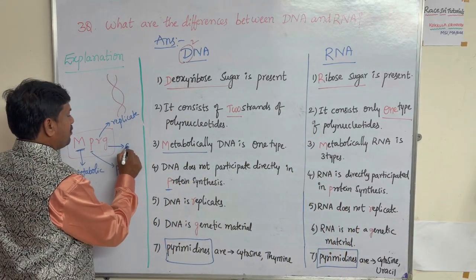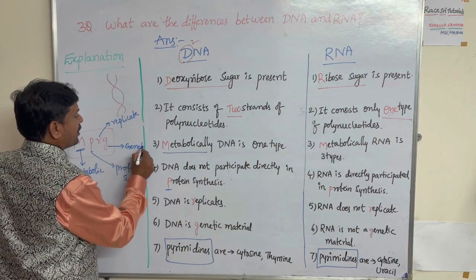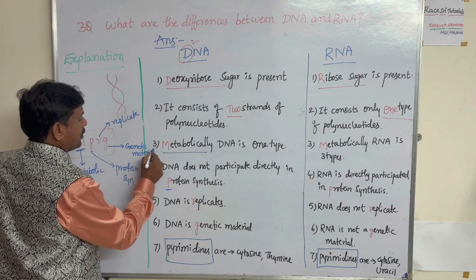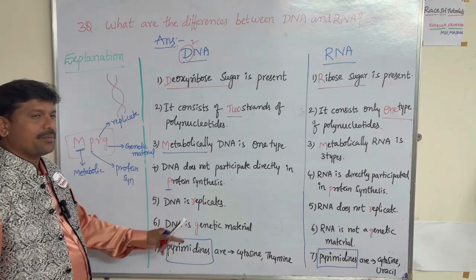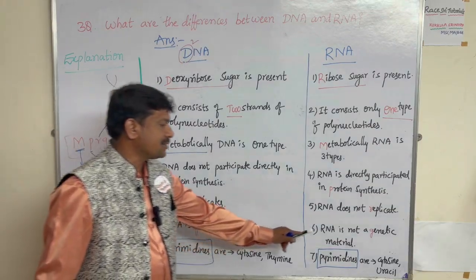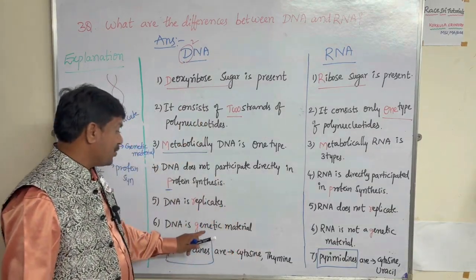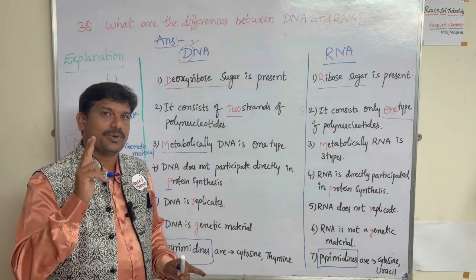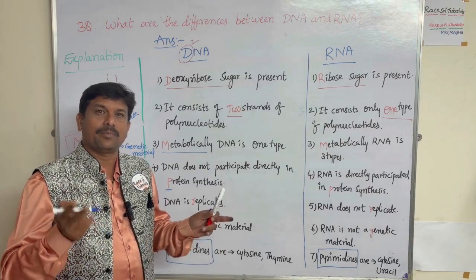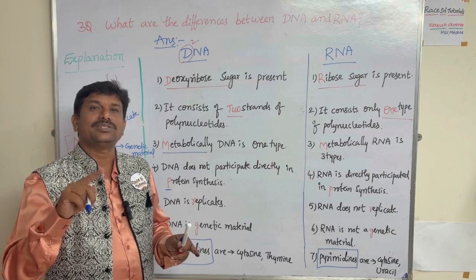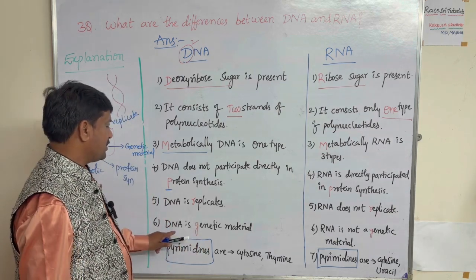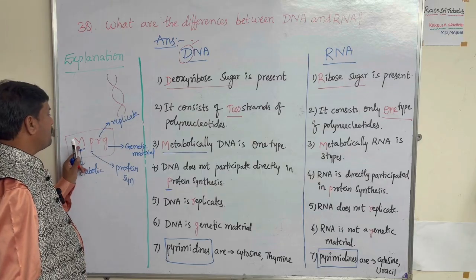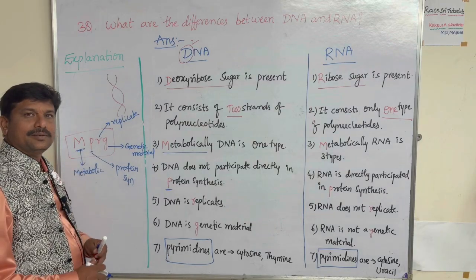One more: G. What does G mean? Genetic material. DNA is genetic material, but RNA is not a genetic material. We told in NEET level, one of the important 2 marks questions: who finally concluded that DNA is genetic material? Hershey and Chase. This is the 6-point part. Did you catch it? So MPRG, that's it.